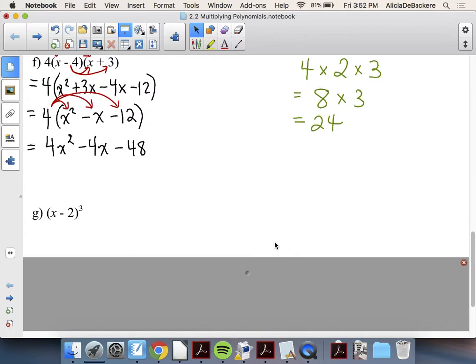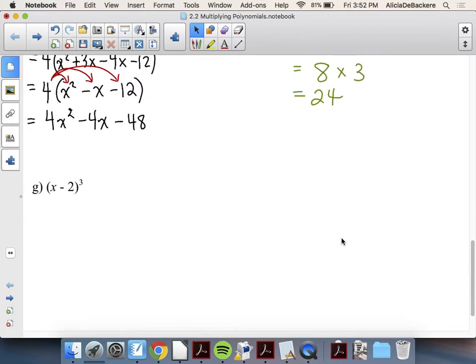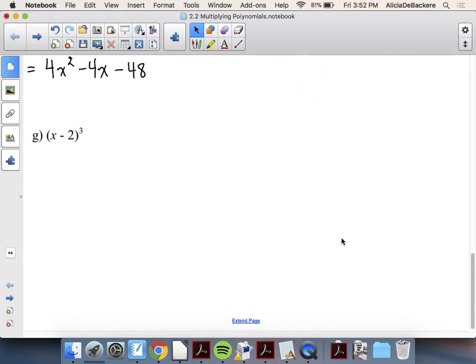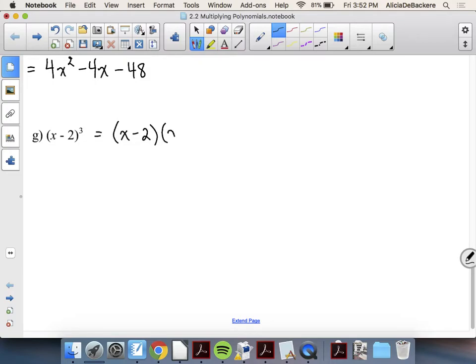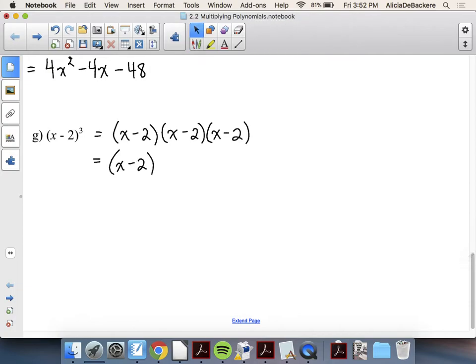One more example. We've got example G here, which is one bracket being cubed. So again, you want to think about what does that mean and really write that out. So I get x minus 2 times x minus 2 times x minus 2. And I need to multiply these together one at a time. So again, I'm going to start at the end and multiply the last 2 things. We're just going to leave that first x minus 2 alone.